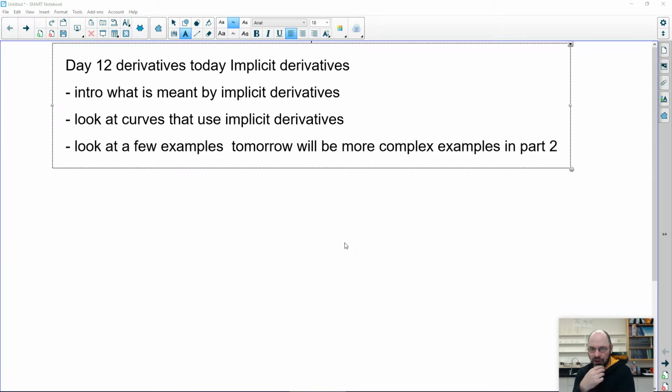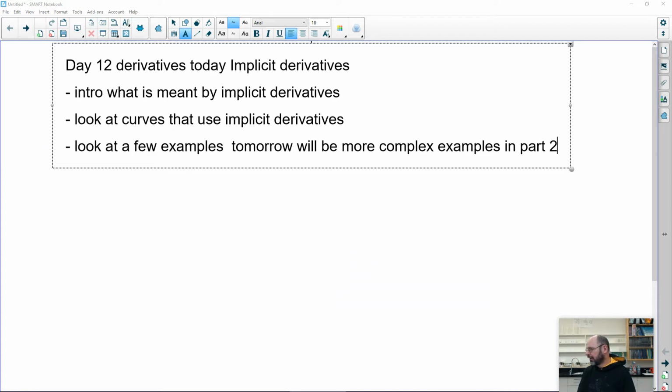Today in day 12, we're going to look at something called implicit derivatives. We're going to introduce what I mean when I talk about implicit derivatives, and look at curves that use implicit derivatives. Then we're going to look at a few simpler examples today, and tomorrow we'll do a part 2 day, where we'll do some more complex examples.